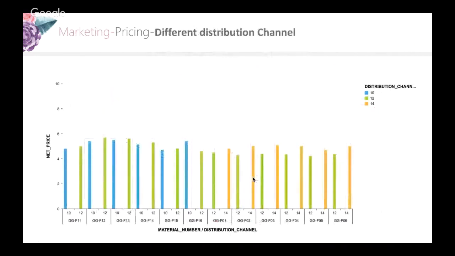Last, according to the instruction, our price for each distribution channel should be different. Distribution channel 10 should be 5 to 10% lower than distribution center 12. And the price for distribution channel 14 should be 15 to 20% higher than distribution channel 12.